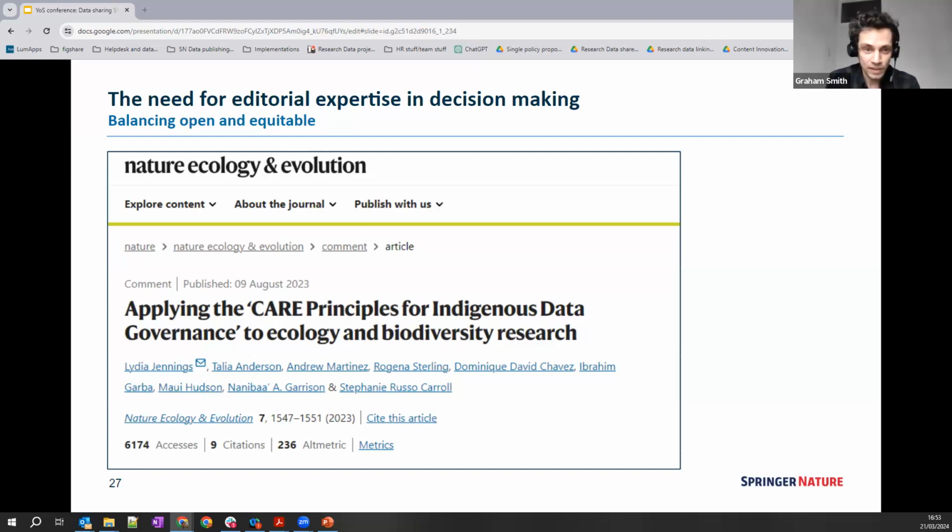And editors within their particular areas are making these decisions which really set standards. And we can see the publication of these CARE principles and the commentary within Nature Ecology and Evolution is really helping to define that conversation and shift us towards a more equitable stance, really to move that conversation along.